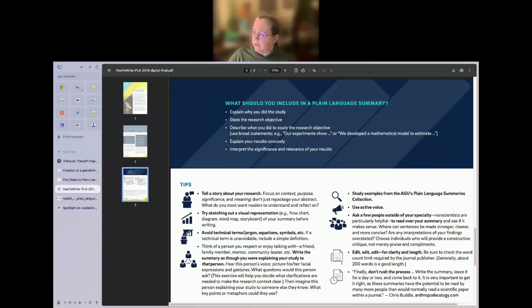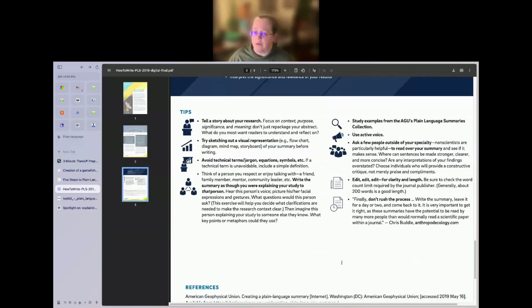I did want to point out that in this case, they do have tips, which include, again, that tell a story. I do kind of like this if you are a visual person. You may actually find that sketching out something like a storyboard or a mind map or something like that may help you figure out what are the important parts that you want to emphasize.